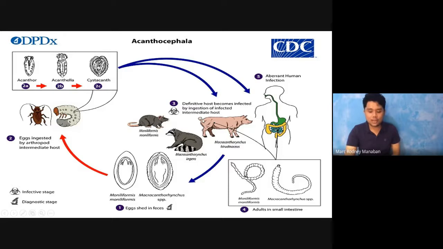Ayan, so that's for the adults, alright? In your small intestine found in human infection. But again, in the rest of your mammals, pigs, raccoons, and rats, maproduce silang eggs. Dito gyud sila makomplete ang life cycle, alright? Take note of your larval stages, acanthor, acanthella, and cystacanth, diba? Very nice. Okay, ayan. So that's for the acanthocephala.